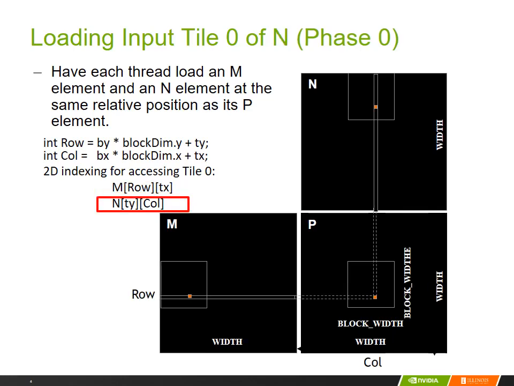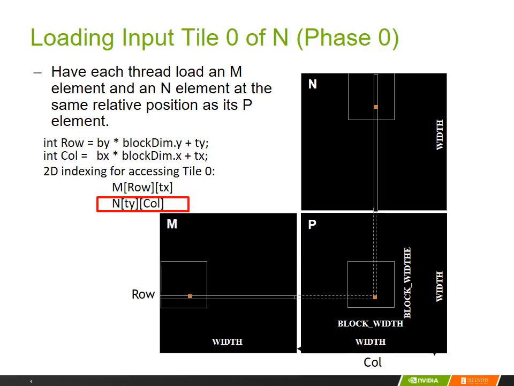Now we shift our attention to the loading of input tile 0 of N for use in phase 0. Looking at the top of the picture, we will be using the same simple design for loading the input tile 0 for N. We will use each thread to load an N element that is in the same relative position as the output element it is calculating in the output tile. This is shown as the orange dot in the N box.